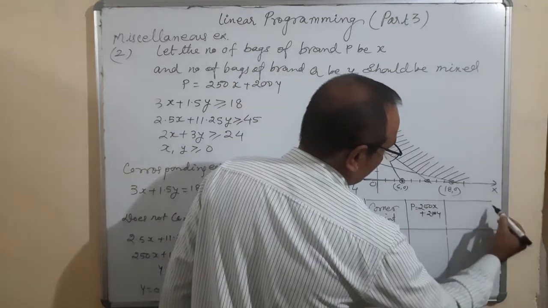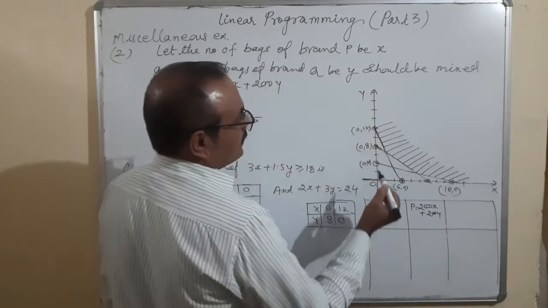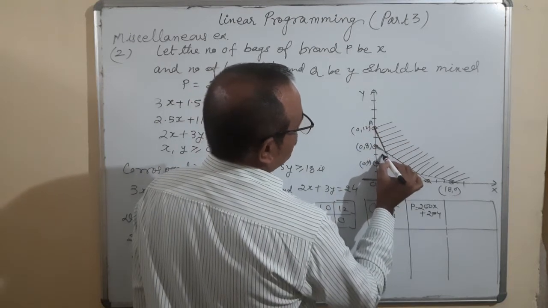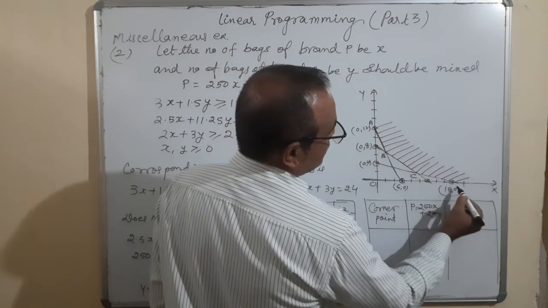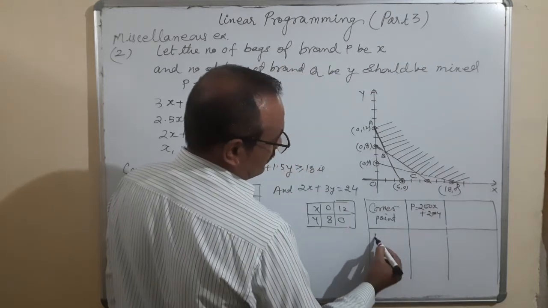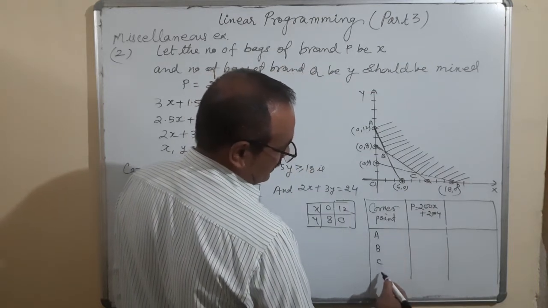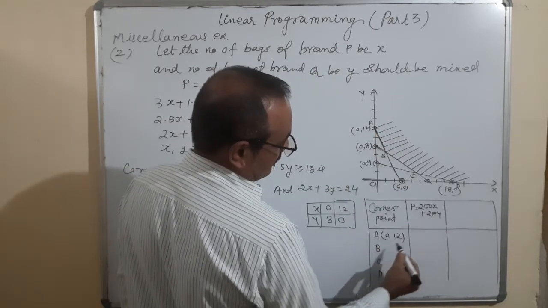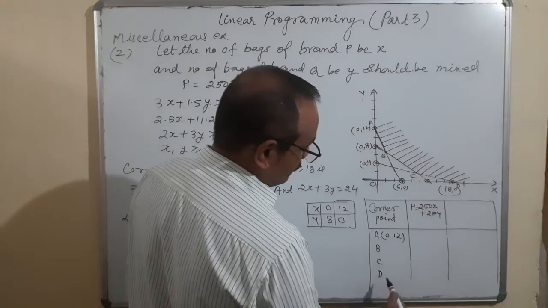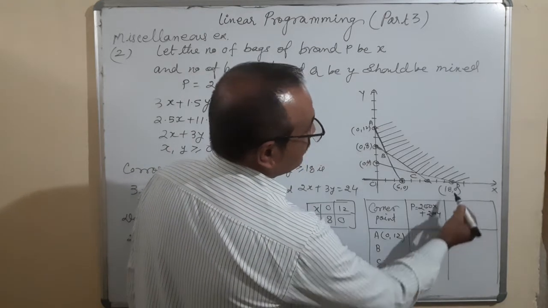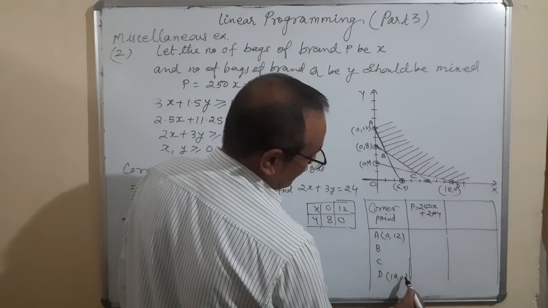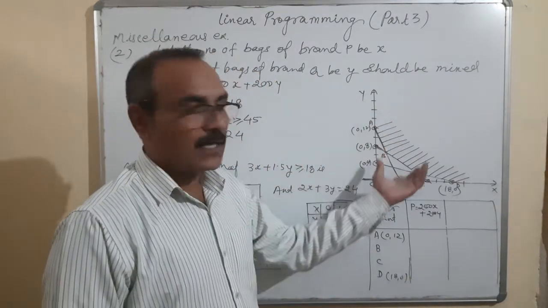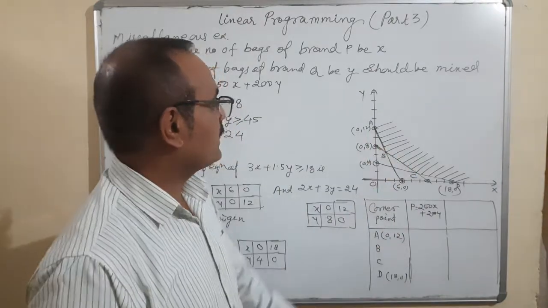I'm going to write the corner points starting from here. This point is A, this is B, this is C, and this is D. Corner points A, B, C, D. The value of A is 0 comma 12. The values of B and C we don't know. The value of D I am writing here, 18 comma 0. Because this is not a perfect graph, I am going to find the value of B.